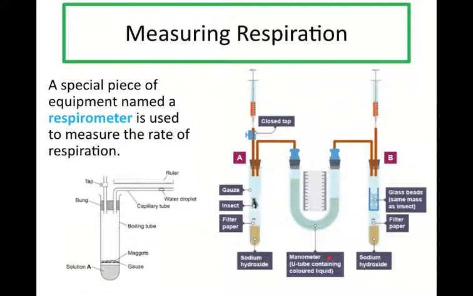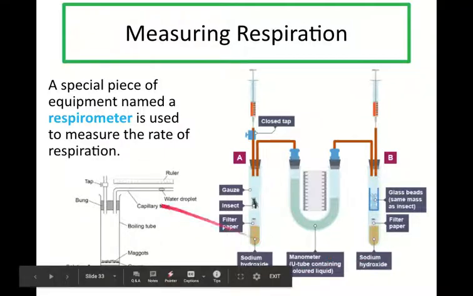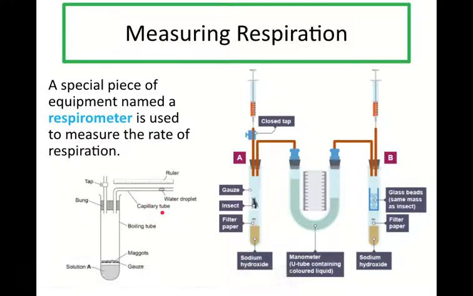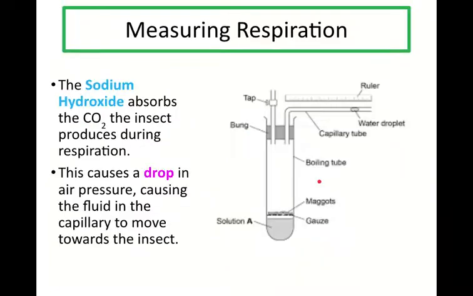In order to measure respiration in living things, a special piece of equipment called a respirometer is used. This allows us to measure the rate of respiration, or how quickly it's happening. Both of these diagrams show respirometers. The one on the left is simpler and more like the ones you'll see in past papers or tests. However, I wanted to show you the one on the right too in case this came up. The one on the right also contains a control tube, and we'll come back to this in a second.